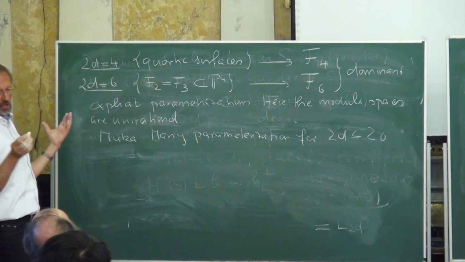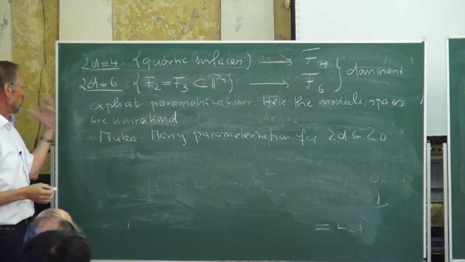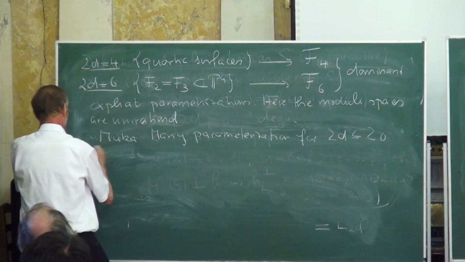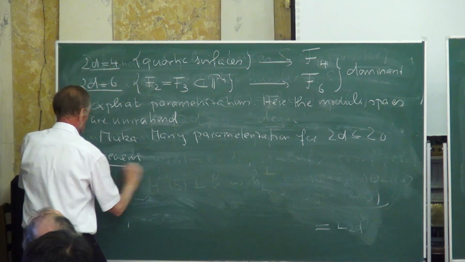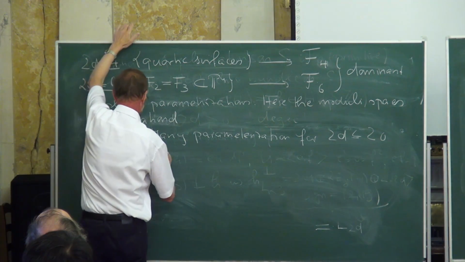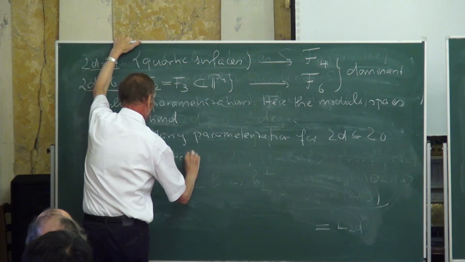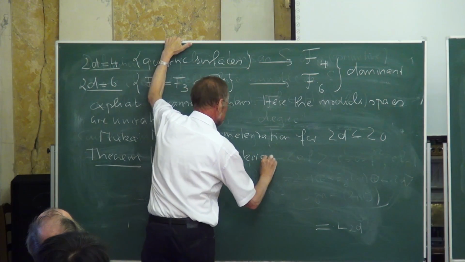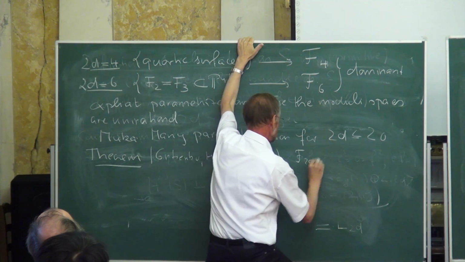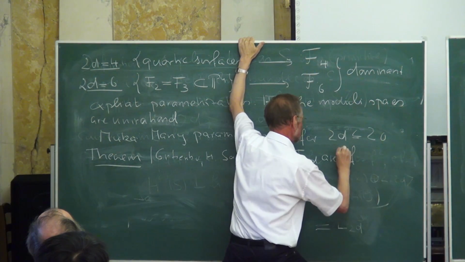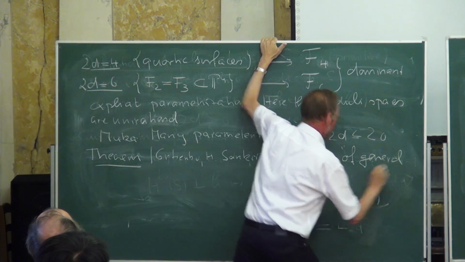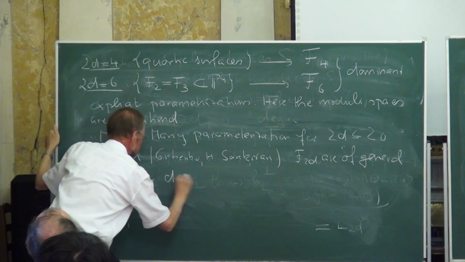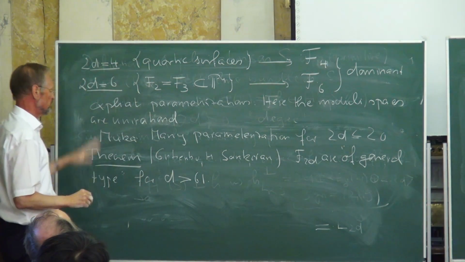Now you can ask, does that always work? Can I always parameterize by some rational family these K3 moduli spaces? And the answer is no. That's a theorem. Well, I proved that with Valerie and Greg Sankaran, saying that these moduli spaces F2D are what is called of general type for D bigger than 61. I mean, we can do a little bit better, but essentially that.